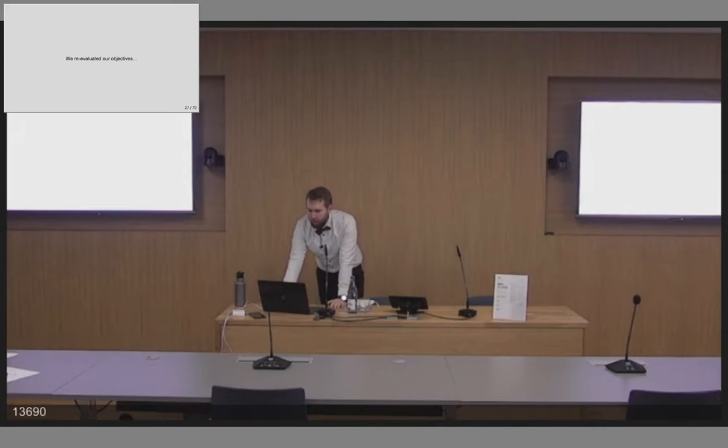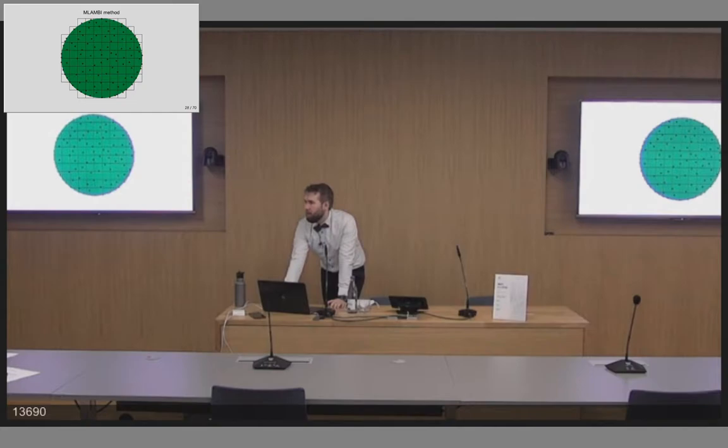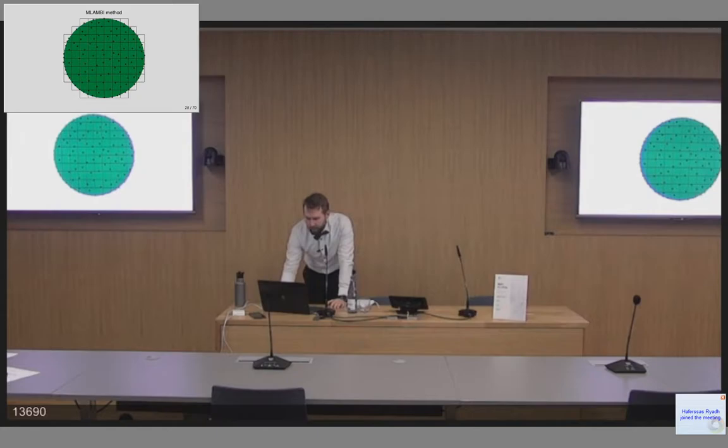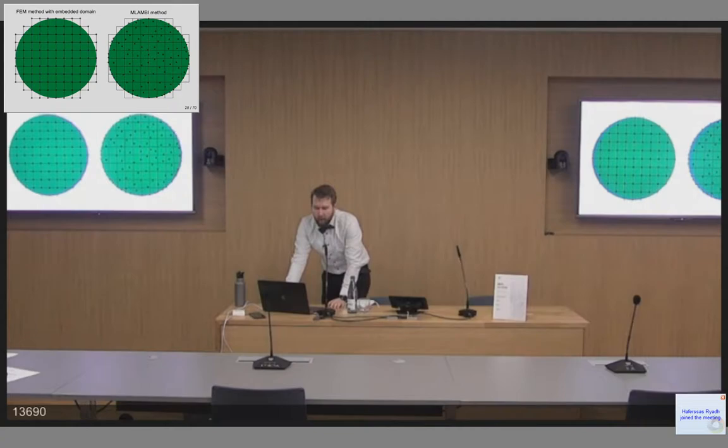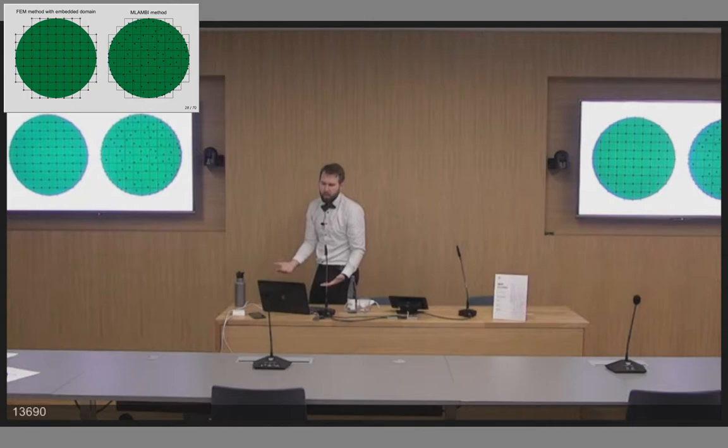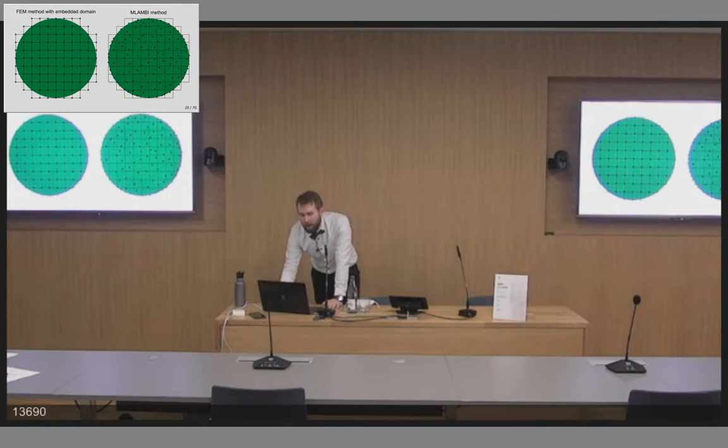So we reevaluated our objective. We really liked the idea of putting a background mesh. It is simple to do. You just put a grid in this case, and ta-da. So could we do the same by placing the nodes directly on the corners of the elements? In this case, we come back to the finite element methods, but we are allowing the boundaries to be immersed or embedded inside this background grid.